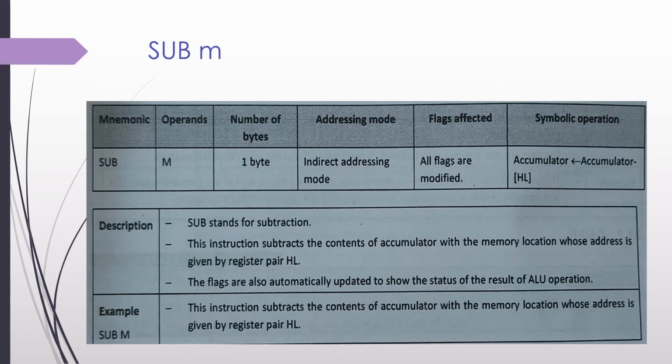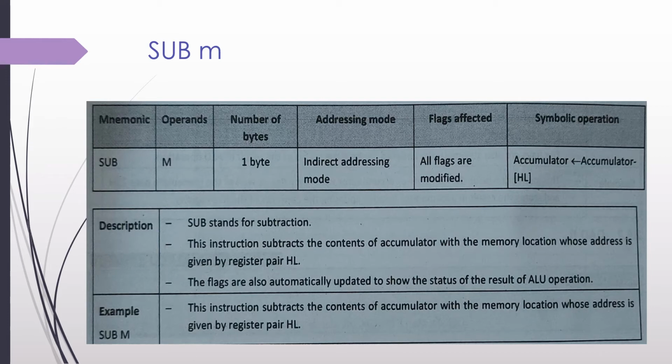Next instruction is subtract memory. The meaning of subtract memory is subtract the contents of the memory location whose address is there in the HL pair from the accumulator contents, and the result is stored in accumulator. Again here also it is a 1 byte instruction and all flags may be modified.